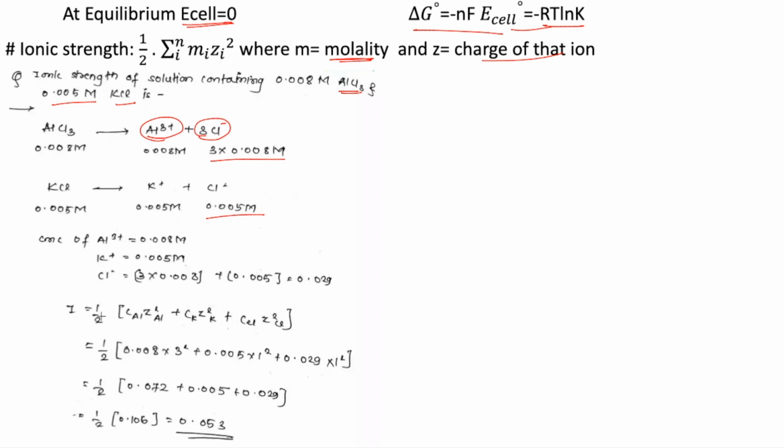Now the overall ionic strength is going to be half times the sum of the concentration times Z square for aluminum, plus similarly for potassium, and similarly for chlorine. For aluminum the charge is plus 3, that's why the Z value is 3, whereas for potassium and chlorine the Z value is 1. So substituting and solving you are going to get 0.053, which is the ionic strength of the solution.